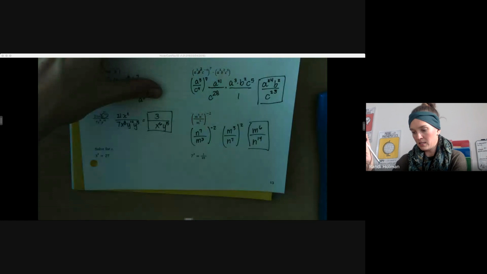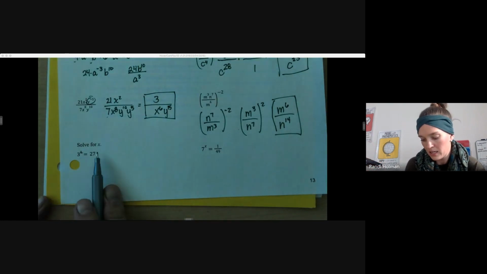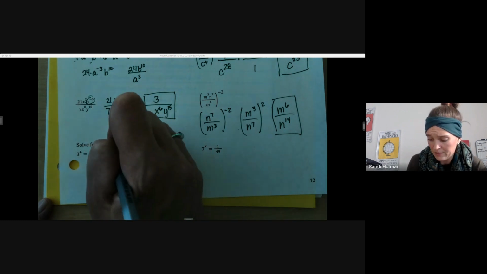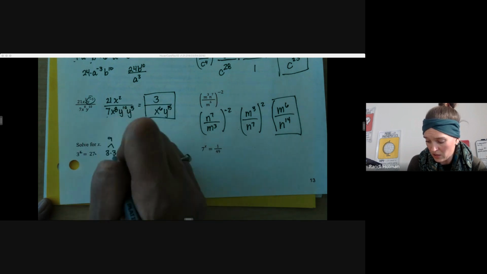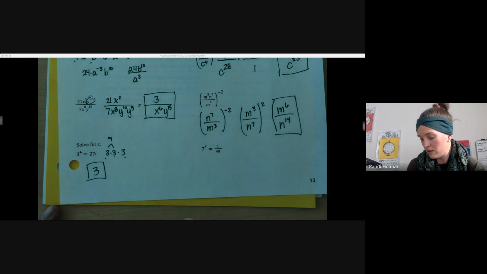All right, last little few here. We're solving for x. 3 to what power is 27? If you're not sure, just start multiplying out. 3 times 3, that's 9. Times 3, ooh, that's 27. So 1, 2, 3 factors of 3. X has to be 3.